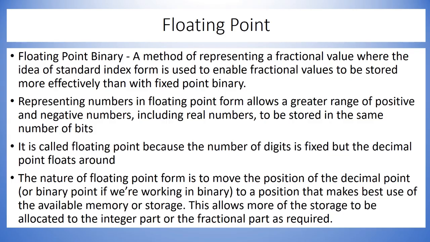So floating point binary is a method of representing a fractional value, where the idea of standard index form is used to enable fractional values to be stored more effectively than with fixed point. And representing numbers in floating point will allow a greater range of positive and negative numbers, including decimal numbers, to be stored in the same number of bits. And it's called floating point because the number of digits is fixed, but the decimal point floats around.